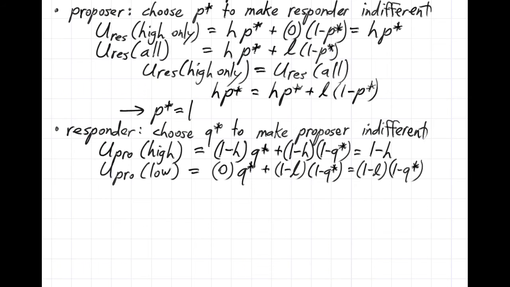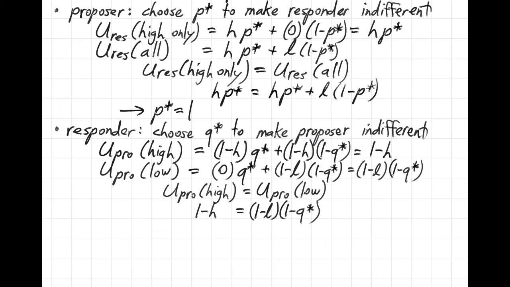Again, we set those two utilities equal to each other, and we get that q star is going to be equal to, well, it'll be 1 minus H over 1 minus L, and I can see that simplifies to H minus L over 1 minus L. And of course, we need to check, is this really a probability? So is it bigger than 0? Well, or greater than or equal to 0? As long as H is bigger than L, then it is, yeah. And of course, 1 is bigger than L as well.